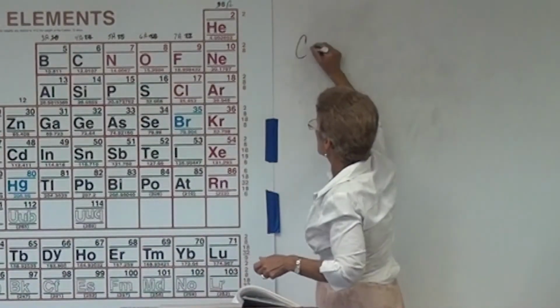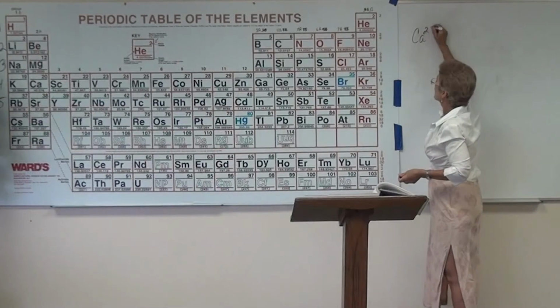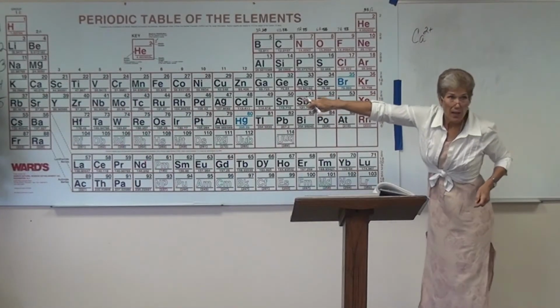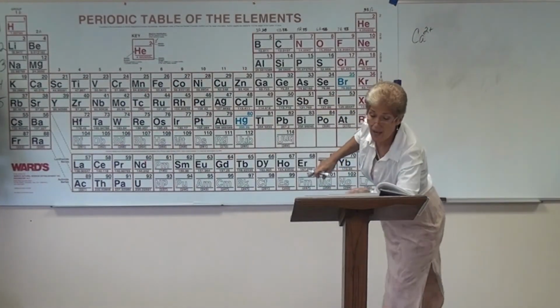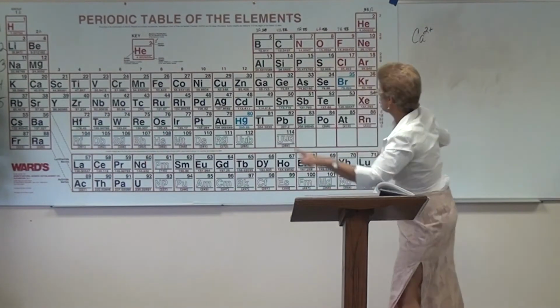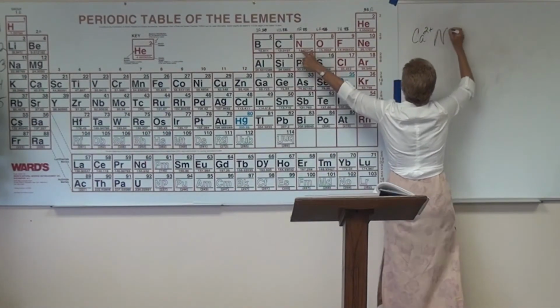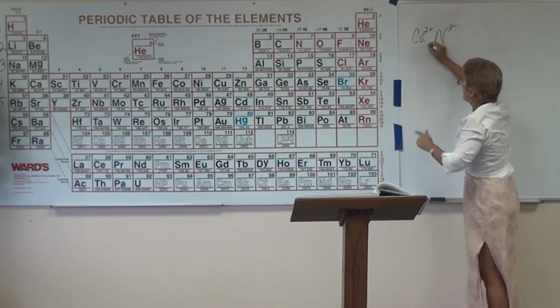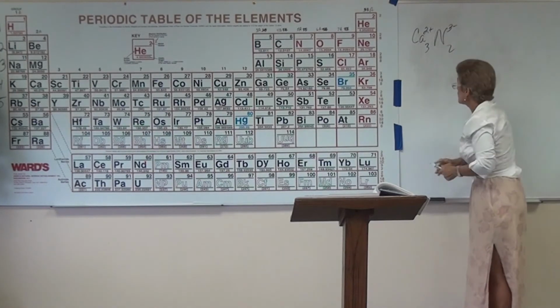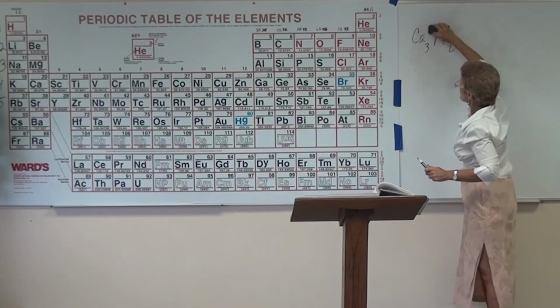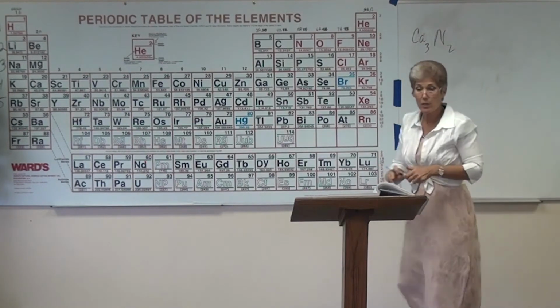Calcium, nitrogen. Okay, so let's do calcium and nitrogen. Calcium, what's its charge going to be? It's over there, Ca. Right? Okay, and then it's paired with nitrogen. What's its charge going to be? Good, -3, flip-flop. So this one gets the 3, this one gets the 2. Take away the charges, and that's calcium nitride.